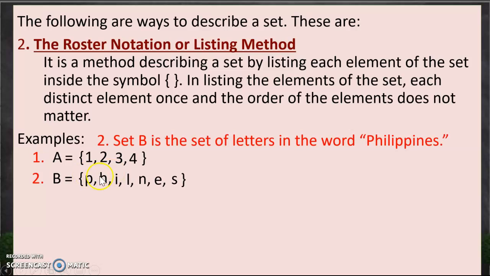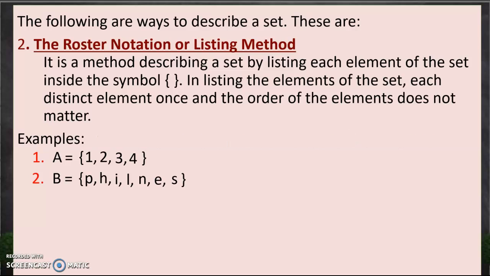So there are 1, 2, 3, 4, 5, 6, 7 letters. Okay, so 7 elements. So set B is {P, H, I, L, N, E, S}. So that is by roster notation. Don't forget to write the enclosing curly braces.